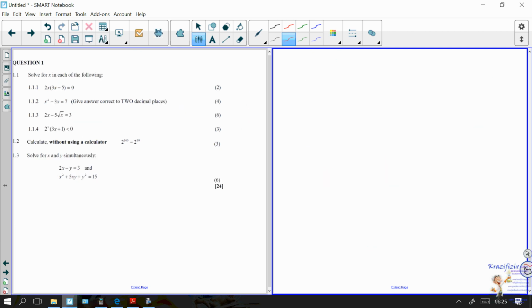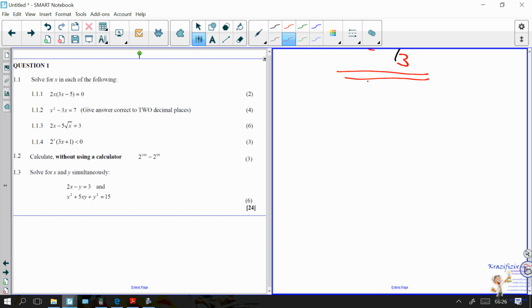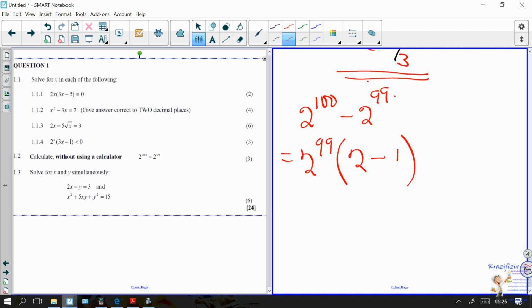All right, 1.2. Calculate without using the calculator. 2 to the power 100 minus 2 to the power 99. Okay, what's common here quickly? 2 to the power 99 is common. What am I going to have? I'm going to be left with 2 here, minus 1. I hope that makes sense. Bring out the lowest number there. So what do I have? 2 minus 1 would give me 1. So my answer remains as 2 to the power 99.